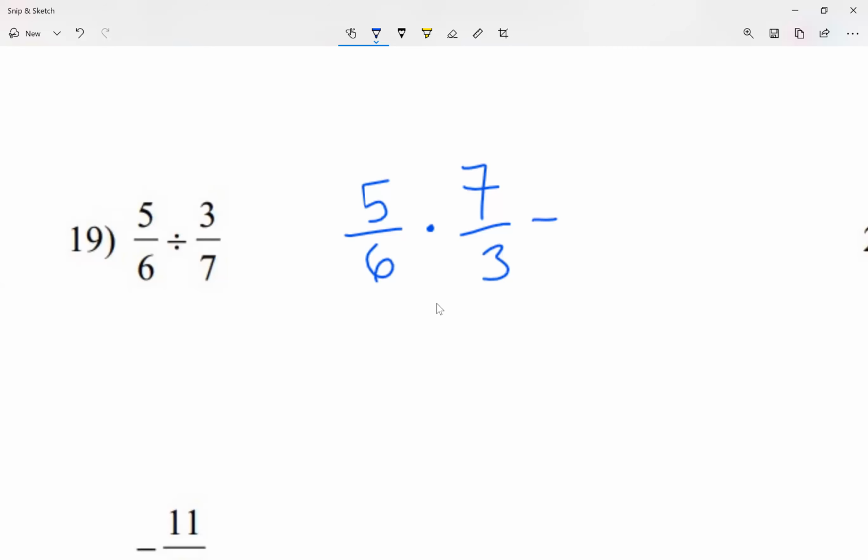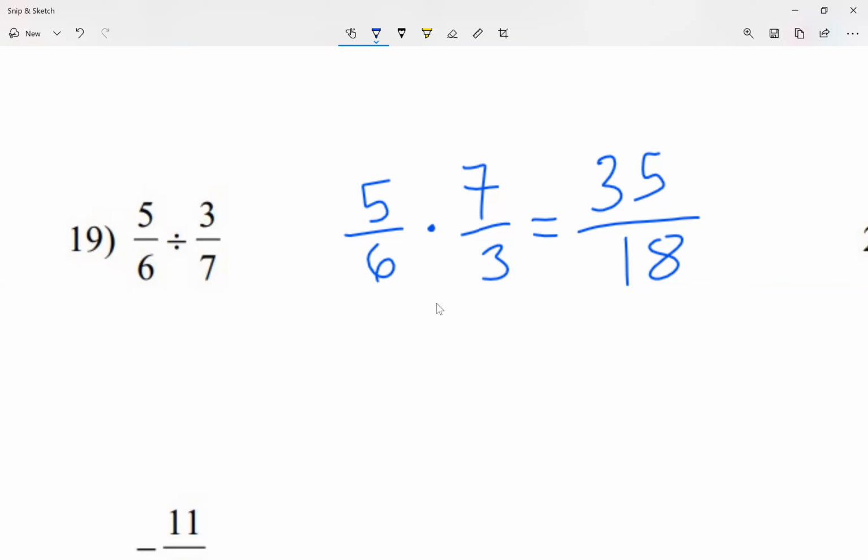So I'm just going to multiply straight across. On the top, I have 5 times 7, that's going to give me 35. At the bottom, 6 times 3 is going to give me 18. If the big number was on the bottom, nice, I'm done. But in this case, the big number is on top and the small number is at the bottom, so I have to fix this.